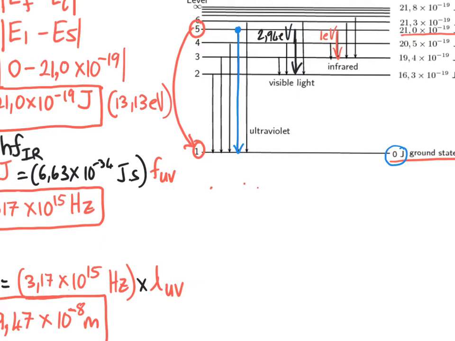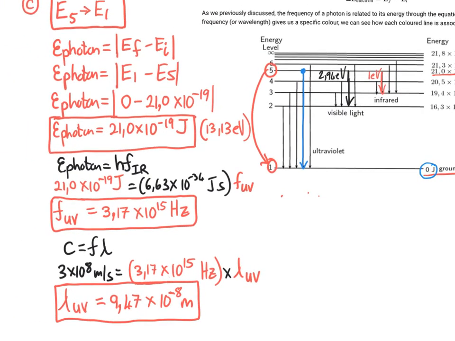So now working out the energy of the photon produced by looking at the drop in energy of the electron, but now we use the ground state, energy level 1's energy, which we've defined as the lowest energy, 0 joules. So the final energy is energy level 1. So it's dropping from 21,0 times 10 to the minus 19 joules. Therefore, the energy of the photon is 21 times 10 to the minus 19 joules, which if we divide by 1,6 times 10 to the minus 19 joules per electron volt, we get 13,13 electron volts.